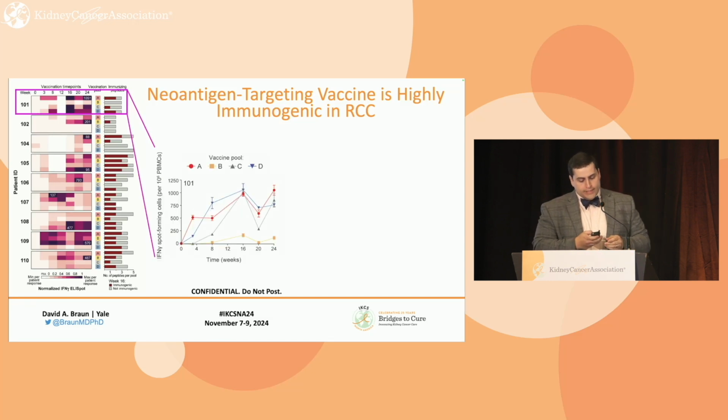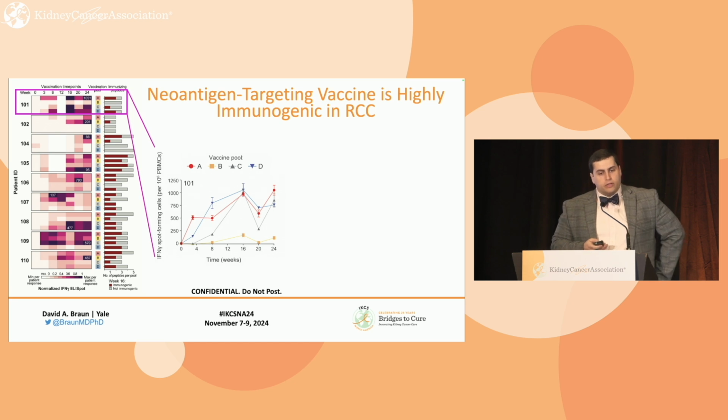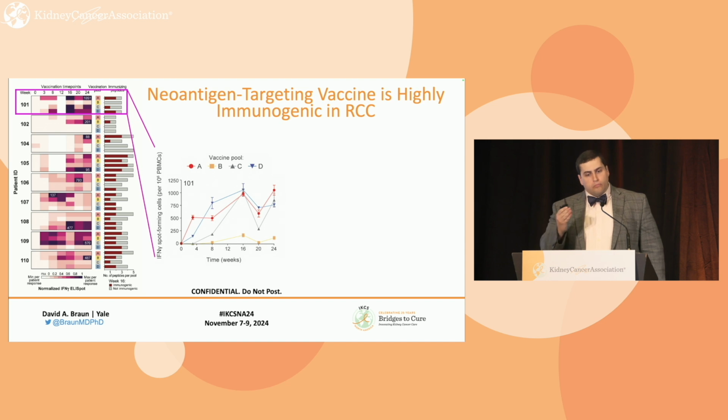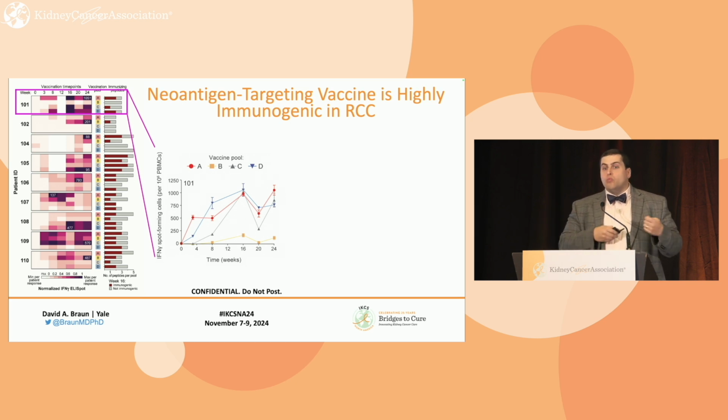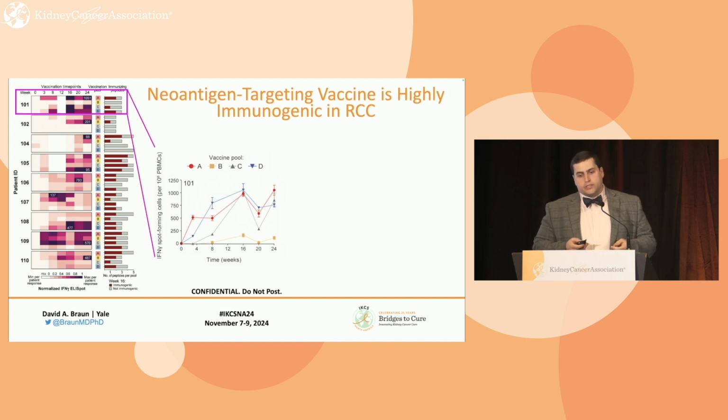So if we look at one example patient, the first patient enrolled in the study, for each of the vaccine pools, we can track over time, moving from left to right, the induction of vaccine-specific immunity. And in this case, 3 of the 4 pools elicited strong immune responses. We can then go further, and for each of those individual vaccine pools, we can take the T cells and re-stimulate them with one of the peptides to see which of the specific peptides containing neoantigens are immune responsive.